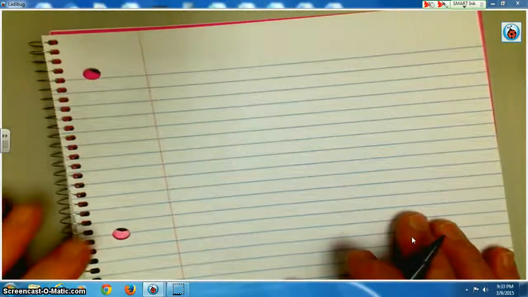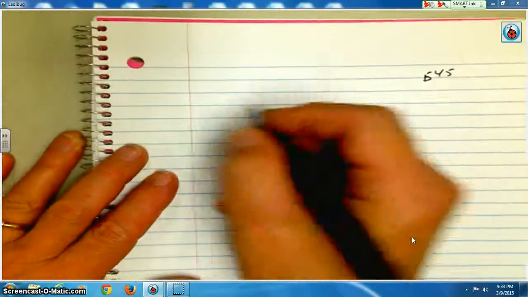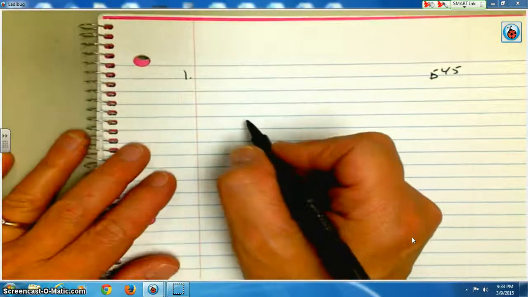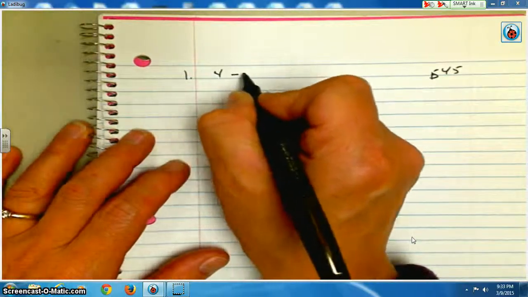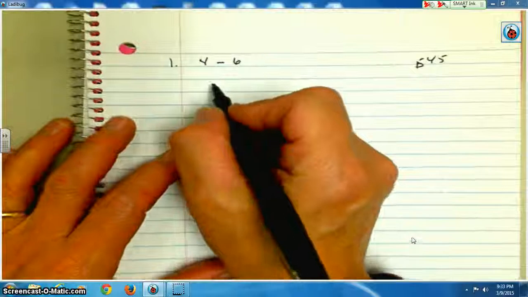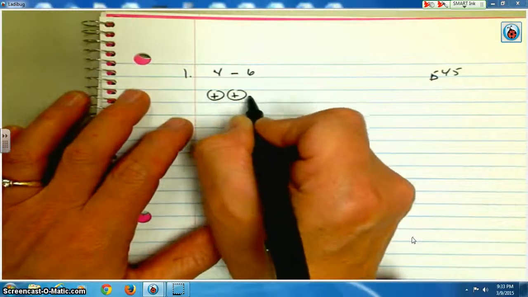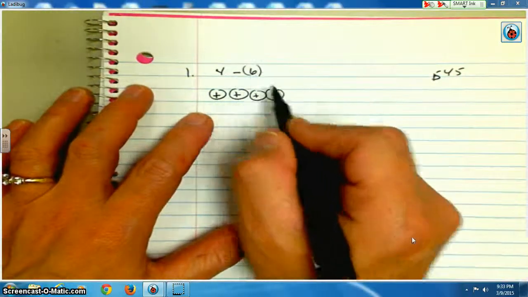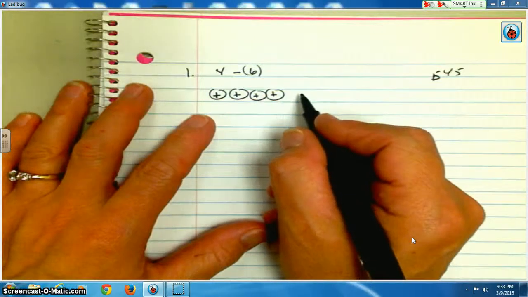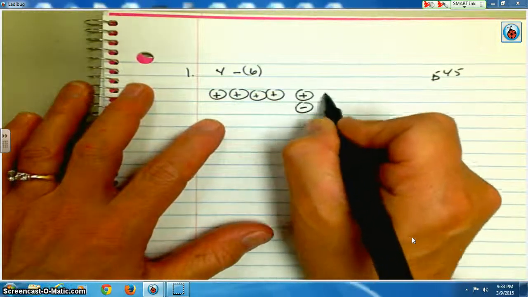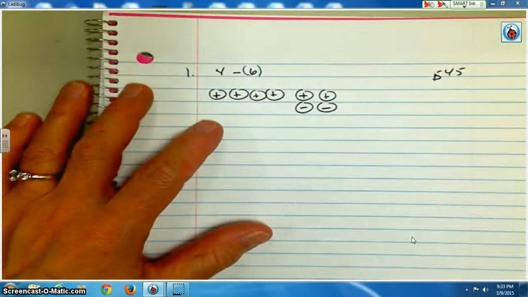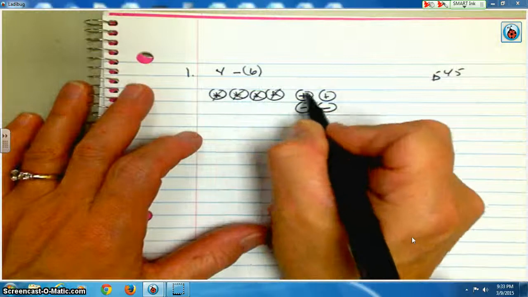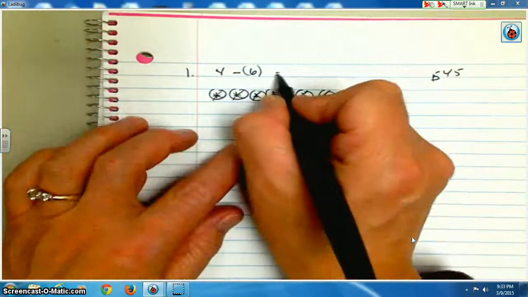I'm going to turn the page over. Let's go to page 545, and let's go down to number 1 at the bottom of the page just to see what happens. If we start with a 4 and we want to subtract 6, we're just going to use our pluses and minuses here. So let's use a plus 4. We're going to start with a plus 4, and we want to subtract a plus 6. Well, we don't have 6 to subtract, so we have to add on 2 zero pairs in order to allow us to subtract 6. So now 1, 2, 3, 4, 5, 6, and we end up with a negative 2.